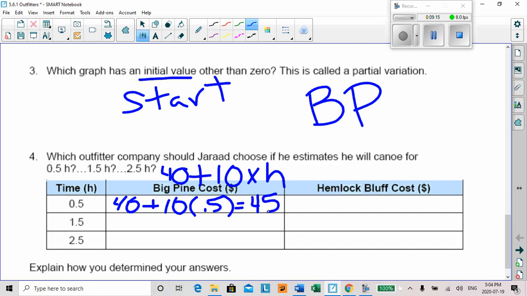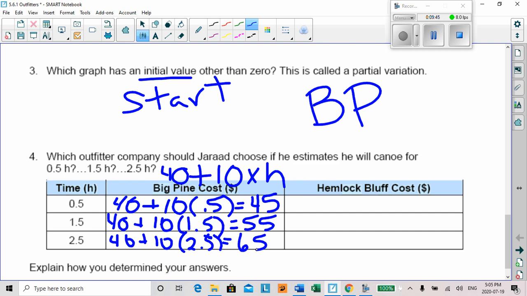If he goes for 1.5 hours, it'll be 40 plus 10 times 1.5. That would be $55. And if it's 2.5 hours, it's 40 plus 10 times 2.5, and that would be $65.